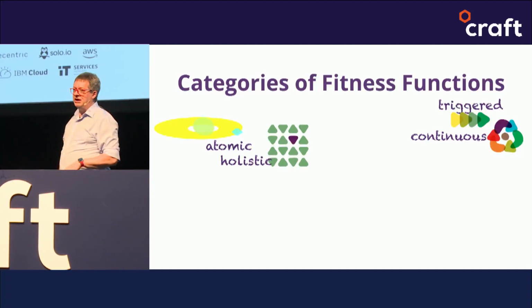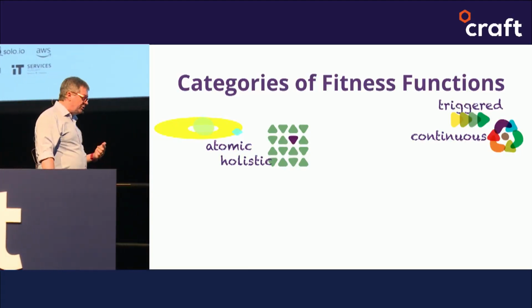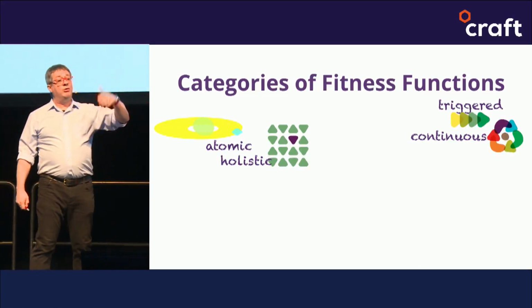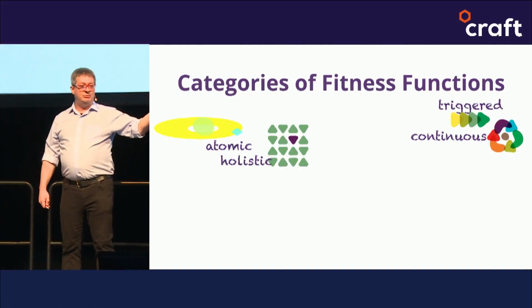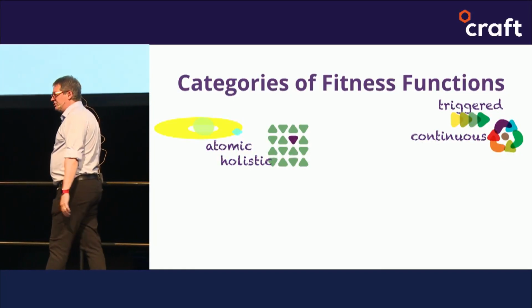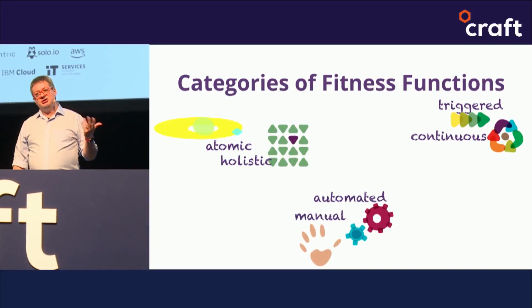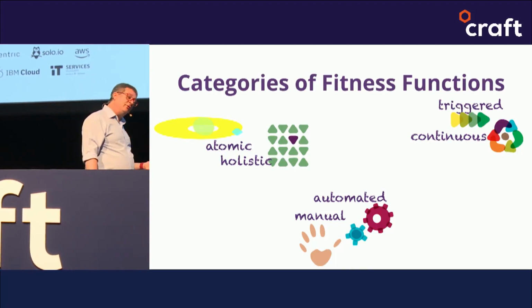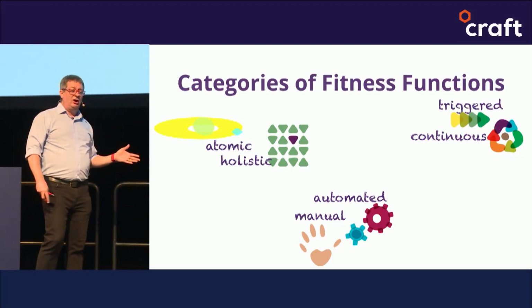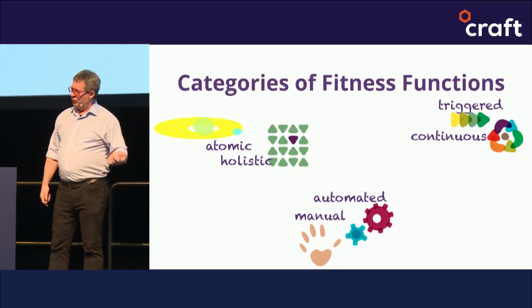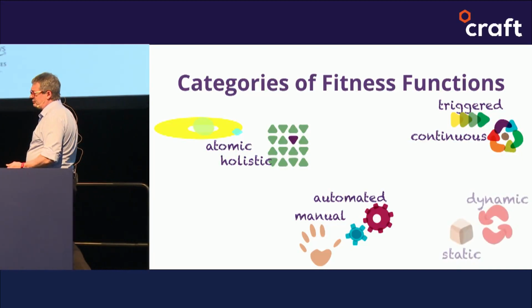We also talk about the invocation mechanism. Triggered is triggered like a unit test. A continuous is something that runs like a monitor all the time in some sort of system, either a staging environment or something like a production environment. We prefer most of these to be automated as much as possible, but it's okay if some of these are manual, and in fact, some of them are a combination of automated pieces and manual pieces. I'll show you an example of one of those in just a second as well.